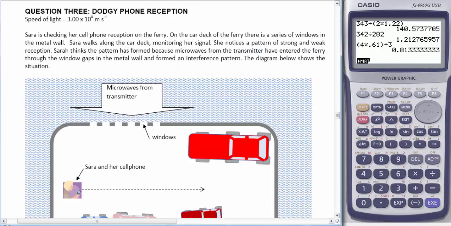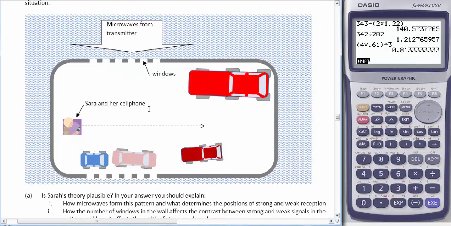Question 3, dodgy phone reception. Sarah is checking her cell phone reception on the ferry. On the car deck of the ferry, there's a series of windows in the metal wall. Sarah walks along the deck, monitoring her signal. She notices a pattern of strong and weak reception. Sarah thinks the pattern has formed because microwaves from the transmitter have entered the ferry through the window gaps in the metal wall and formed an interference pattern. The diagram below shows the situation.